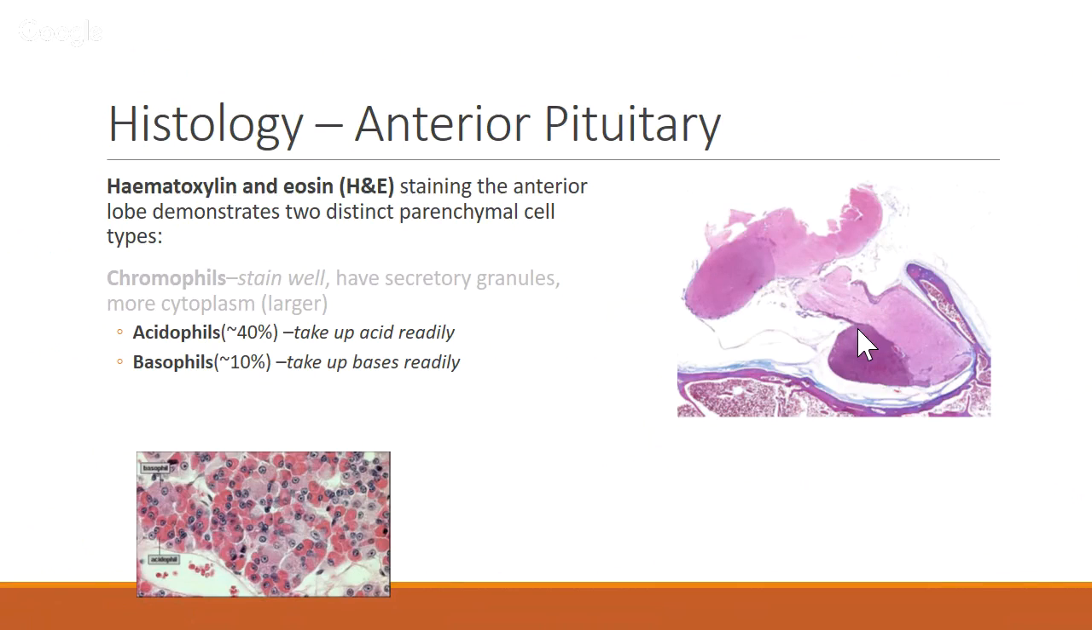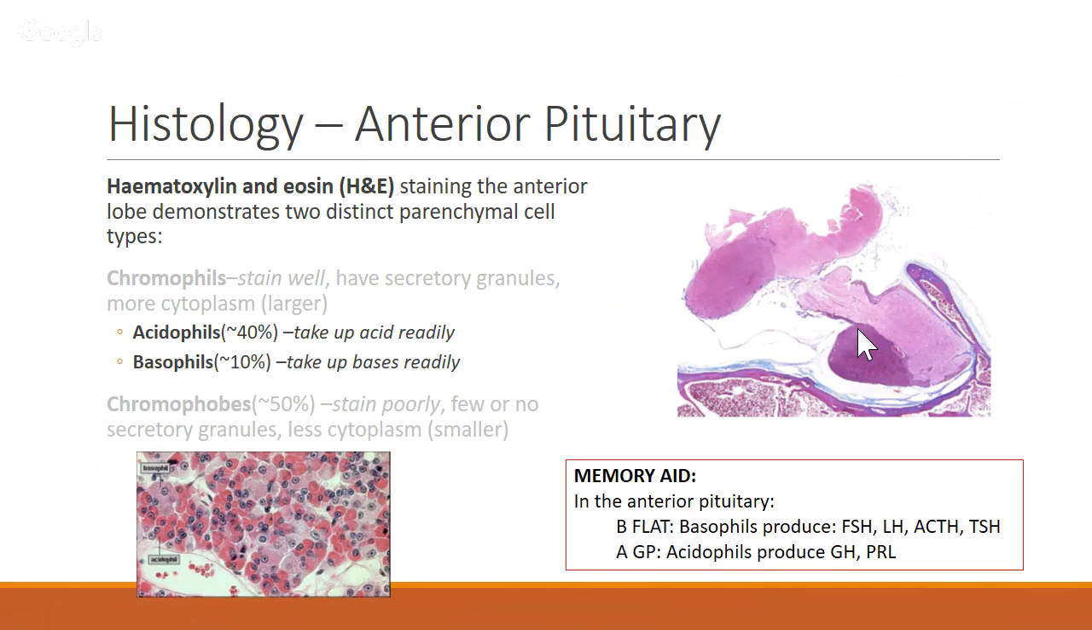If you stain a slide of the anterior pituitary, you basically get two types of cells. Technically chromophils and chromophobes, but you just get acidophils and basophils. And the way to remember which hormones the cells produce is given by this mnemonic. Have you guys heard it before?